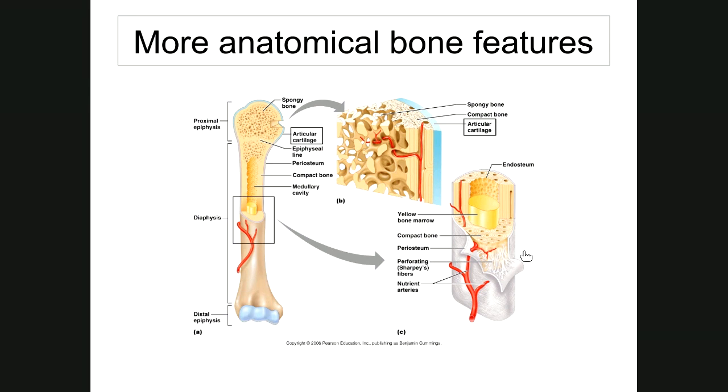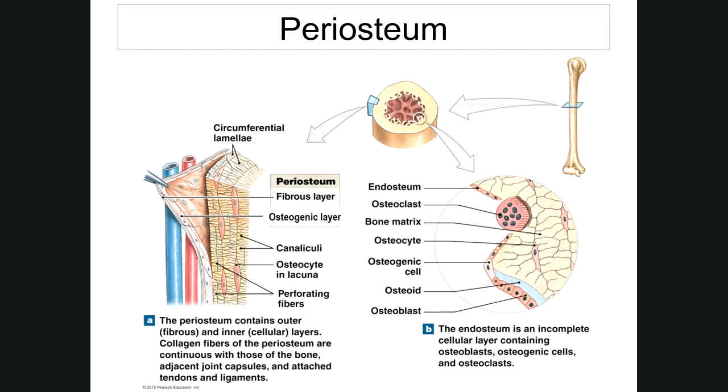Now, you can see a little bit here, and we're going to look at this on another slide. This is the covering of the bone called the periosteum. I have it boxed up here and it's shaded. Periosteum, peri means around, and osteum means bone. So the word means around the bone. A fibrous covering around the bone. So you can see it's right there.